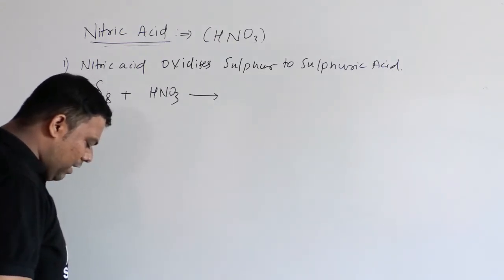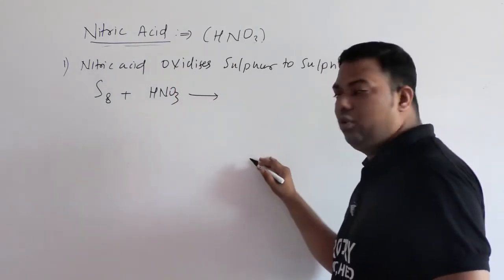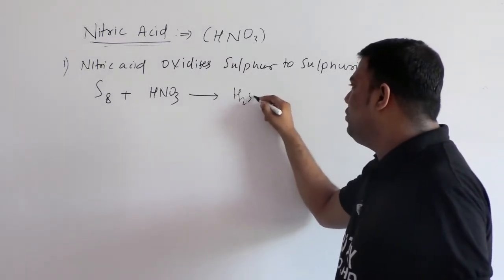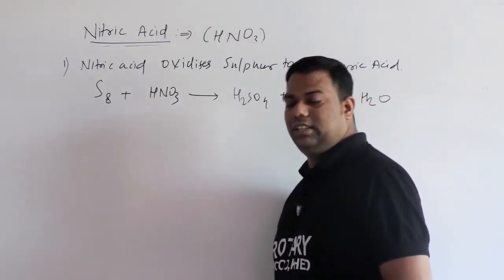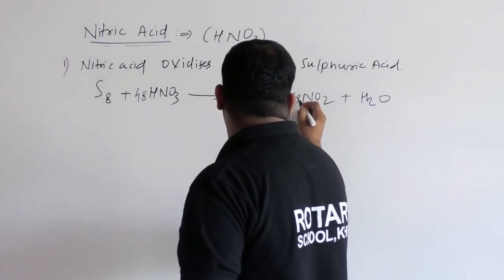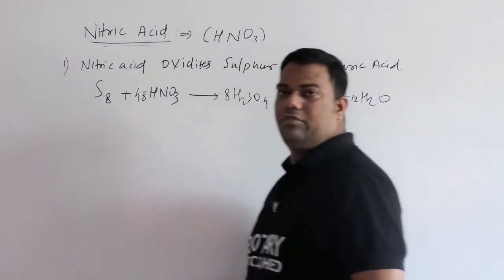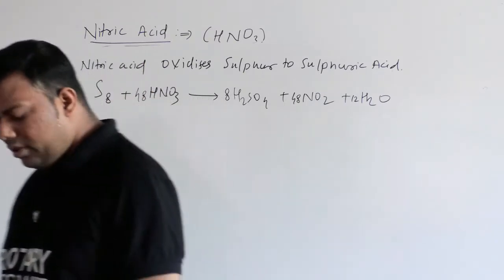As I already told, sulfur is oxidized to sulfuric acid. So S plus HNO3, you will get H2SO4 plus NO2 plus H2O. You can balance easily. We can write it directly also. You can cross check with this reaction the stoichiometric coefficients of your reactants as well as products. S8 is there. Understood.